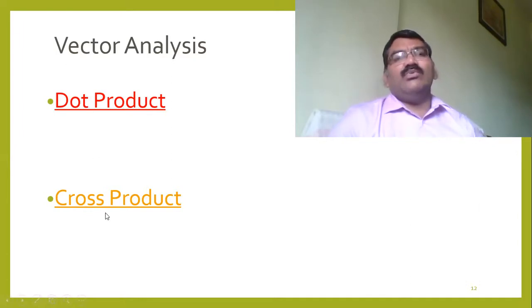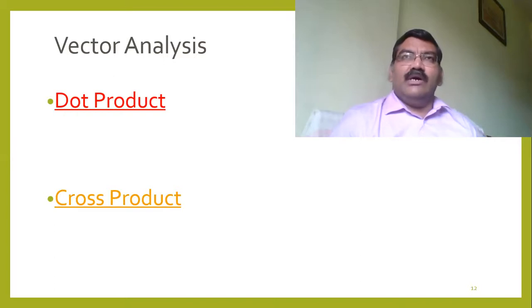The cross product formulation we are also aware of. If you have any two vectors, then instead of cos theta we take sin theta. The cross product of vector A and vector B is equal to the magnitude of A into the magnitude of B into sin theta into n cap. What is n cap? It is the unit vector perpendicular to the plane of these two vectors. So this we are aware of.